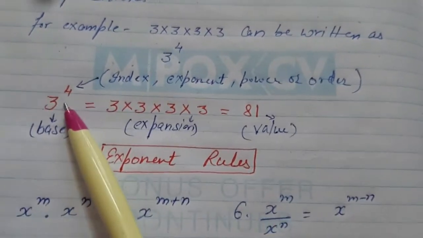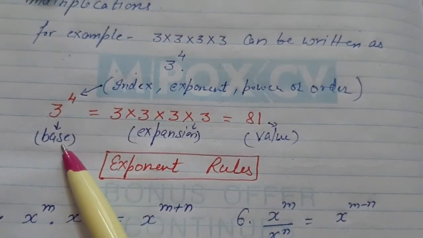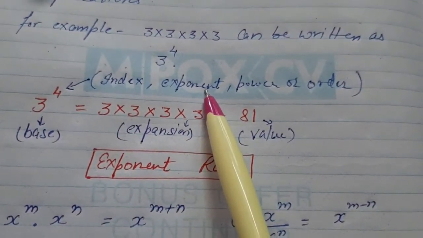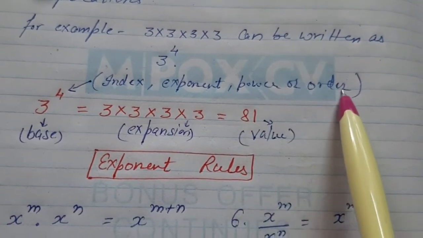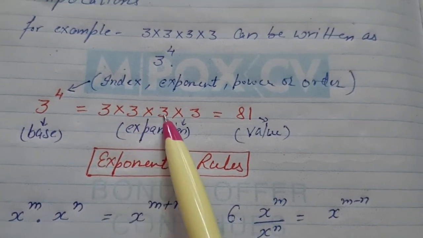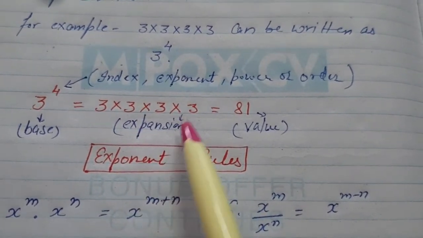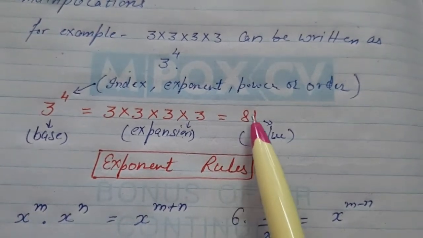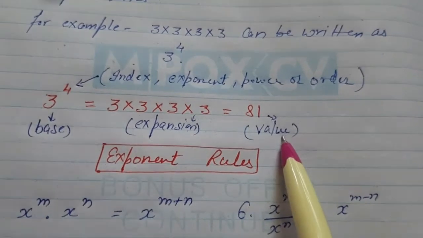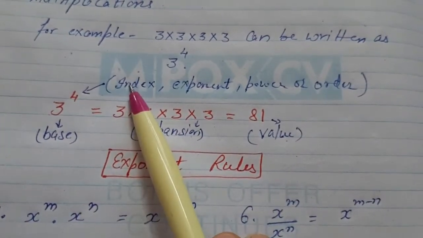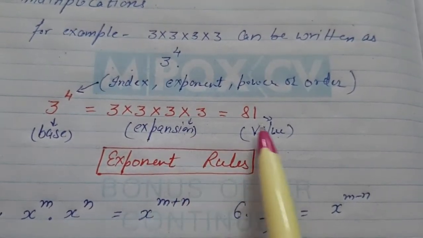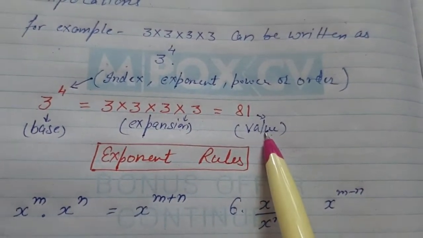And what is 3 raised to power 4? What is 3 here? 3 is the base. Raised to power 4, 4 is the index, or it is called exponent, or it is called power, or it is called an order. When we expand it, 3 into 3 into 3 into 3, it is called its expansion, and what we get after multiplying it, that is called its value. So this is base, this is index or power or exponent or order, and this is their expansion, and this is the final value after multiplication.